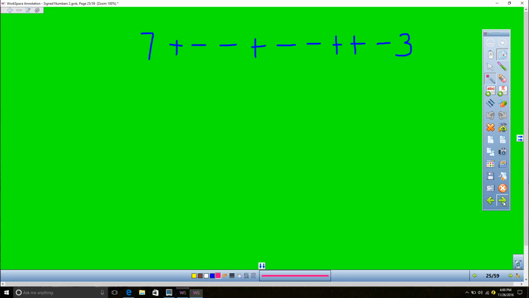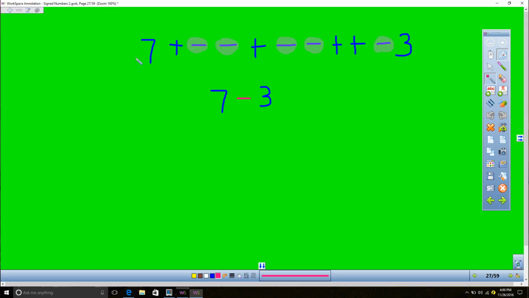So to give an extreme example, I can look at this problem and I can see that the 7 has no sign in front of it, so I know the 7 is positive. But the 3 has many, many signs in front of it. So is the 3 positive or negative? Well, the easiest way to determine that is to just count the negatives. Notice there are 5 negatives in front of the 3.